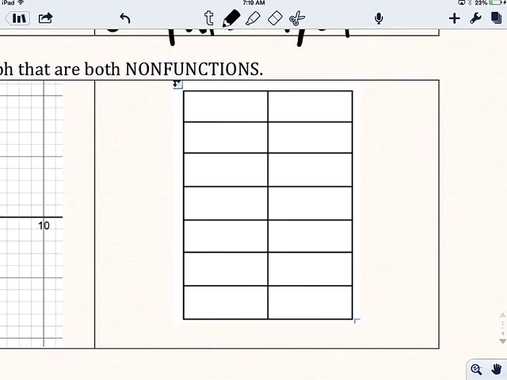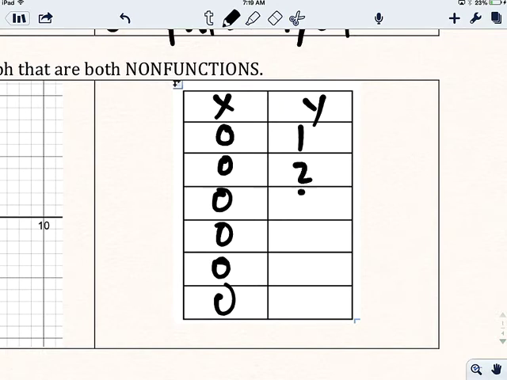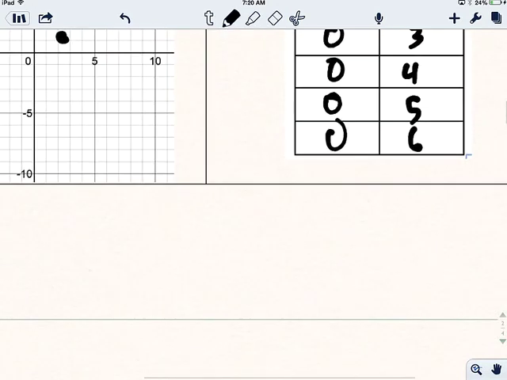All right, non-function here, I'll do x and y. I'm just going to do this. 0, 0, 0, 0, 0, 0. It's going to go 1, 2, 3, 4, 5, 6. Your example doesn't have to be exactly the same as mine, but the point is that the input 0 has a bunch of different outputs. That makes it not a function.